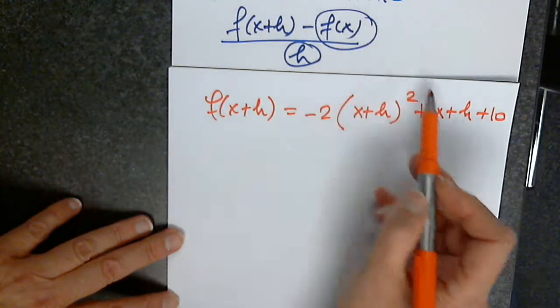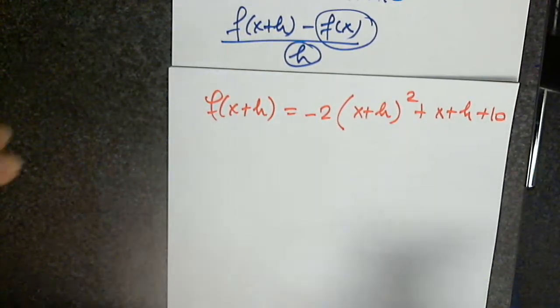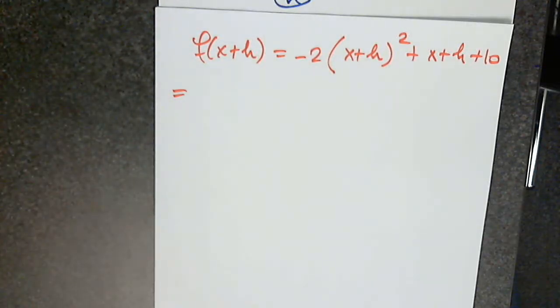Notice that I did not put this in parentheses because it was plus 1 in front. If it were negative 2, I would have. So now I need to simplify this. And we have a contract on x plus h squared.